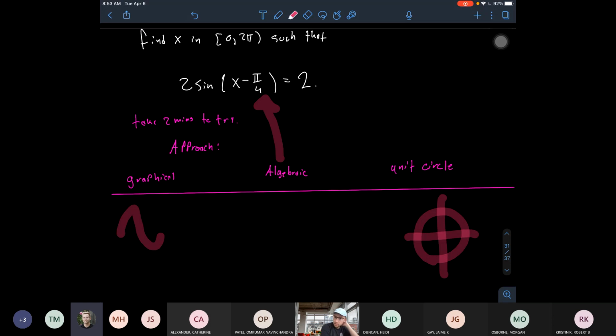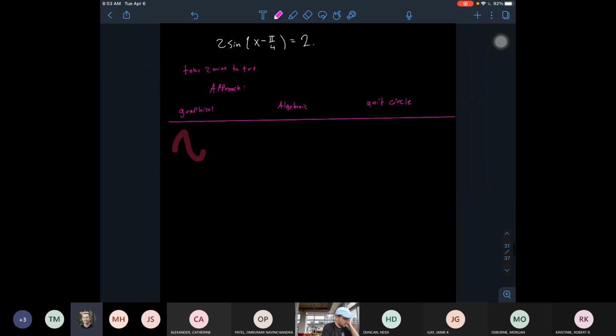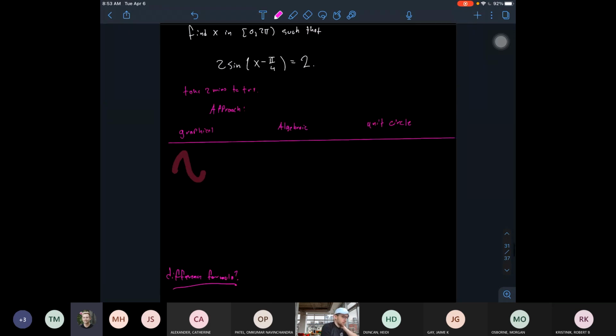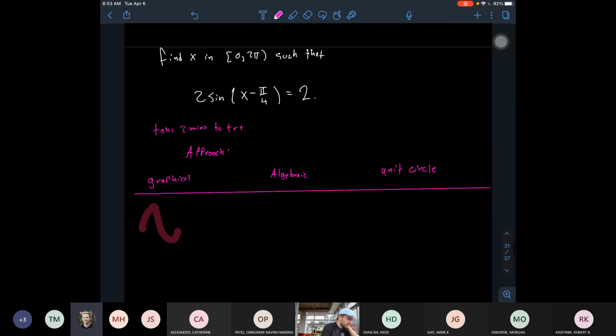Okay, Heidi says she used a graphical approach. Difference formula. That's an interesting take. Very interesting take, actually. I'm curious to see how that worked out. We'll do that one later. We'll check that one out. Sam wants to run through all three. Of course, we're going to do that, for sure.